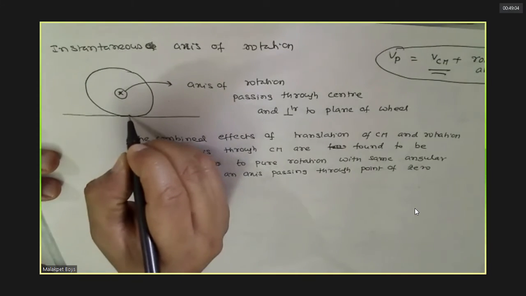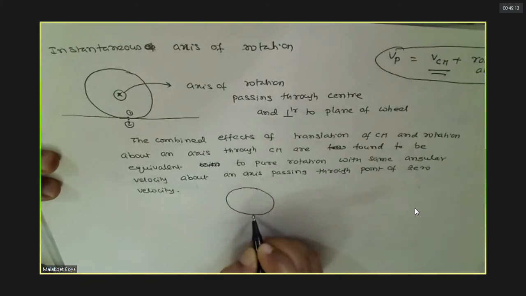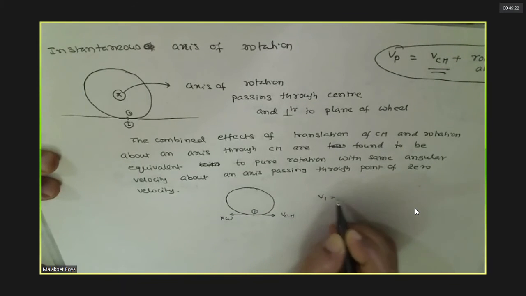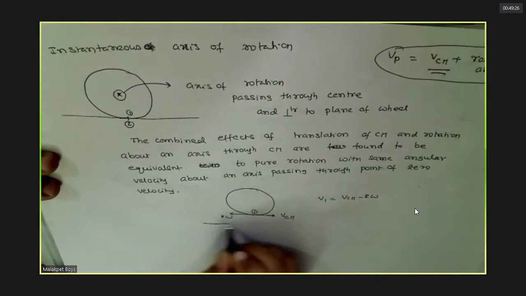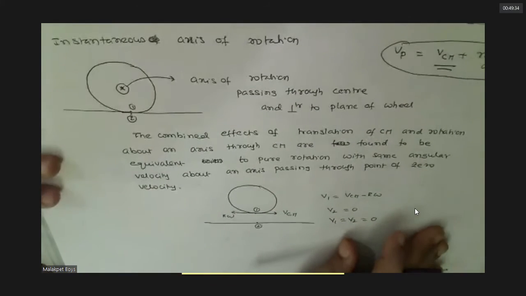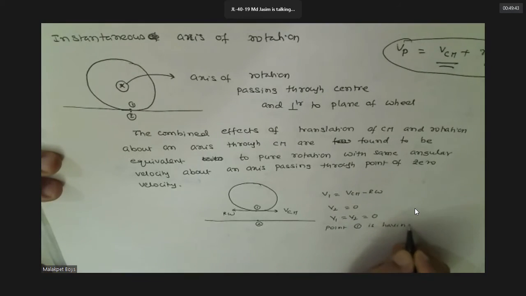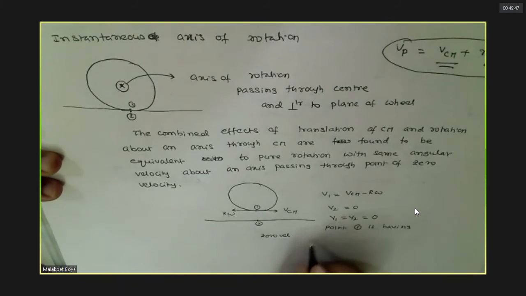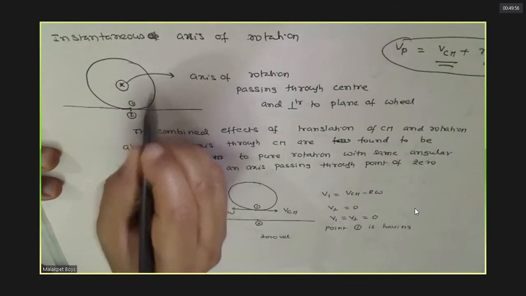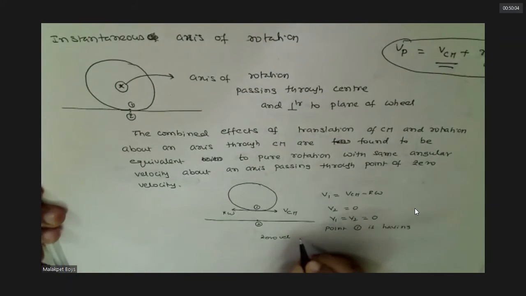Now you can see that, the lowest point, sir. This point has VCM and this also has R omega, and V1 is VCM minus R omega. What is V2? Zero. So V1 equals V2 equals 0. That means point 1 is having zero velocity. Is it temporary or permanent? Temporary, because the next point will come here, that point will not be there forever. Do you agree with this? Yes, sir.